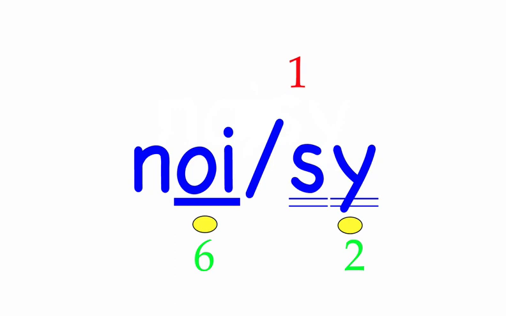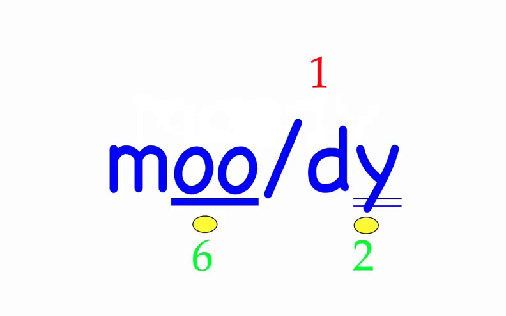Moody. Moody. The child can be moody. Moody. Moo, two sounds. U. D, two sounds. D, e. Moody. Mark the word. Moody.